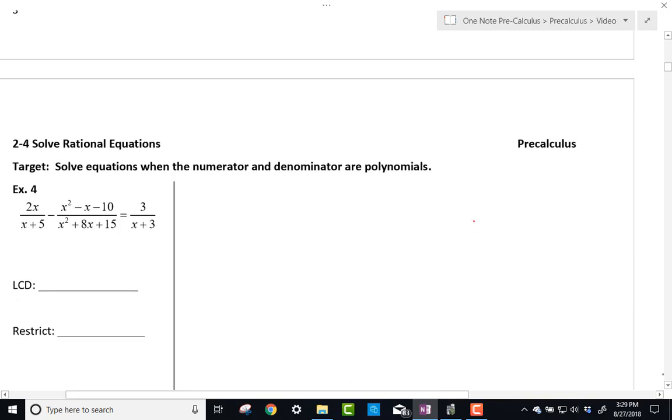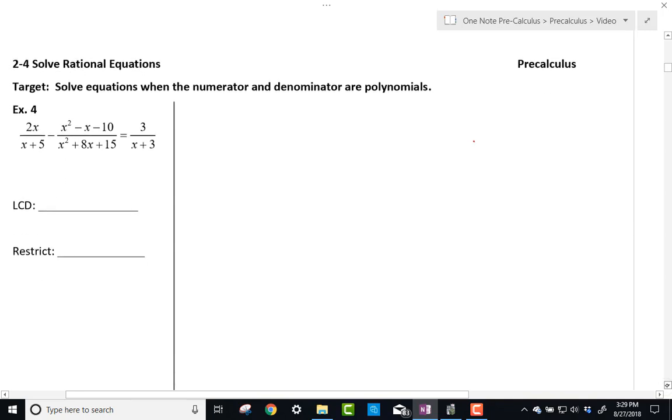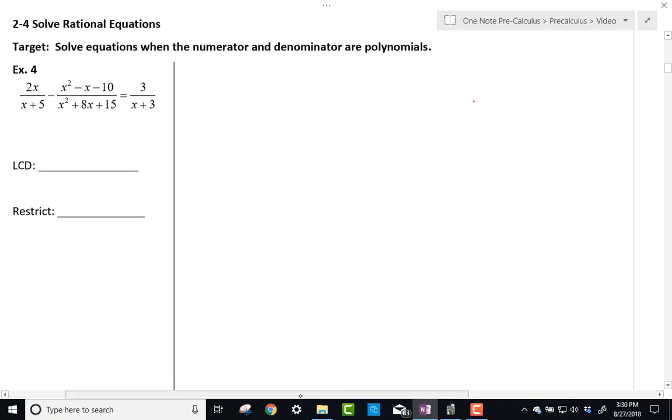All right, here we go. Next one, number 4. All right, so we have a similar situation going on here. We have some denominators that need to be factored before we can do our LCD. So this middle fraction I'm going to factor into x plus 5 times x plus 3. All right. So my restrictions, the numbers I can't use, are going to be x equals -5 and -3. All right, so I'm just going to keep an eye on those.